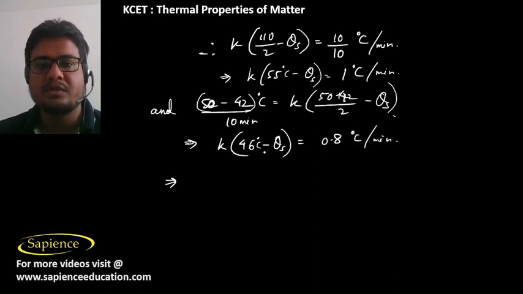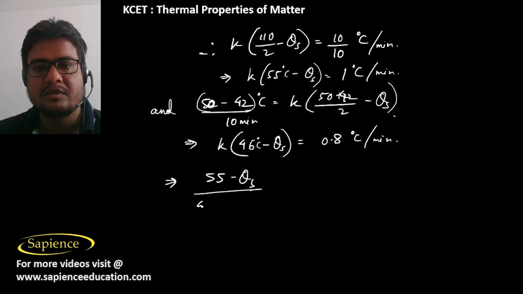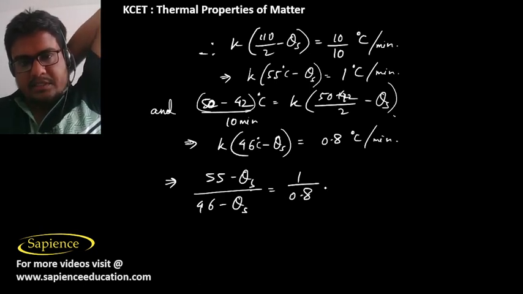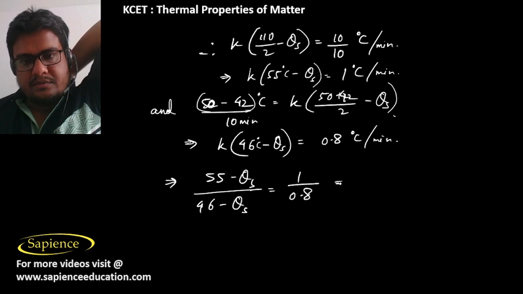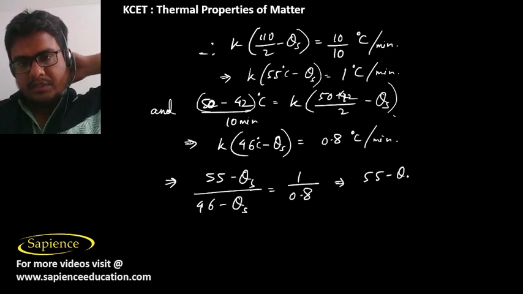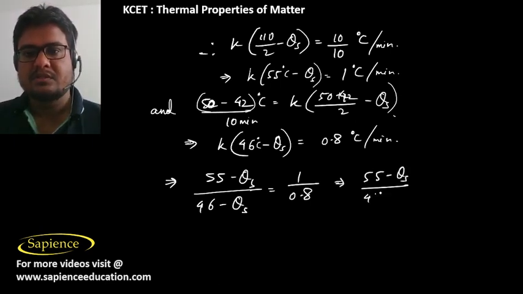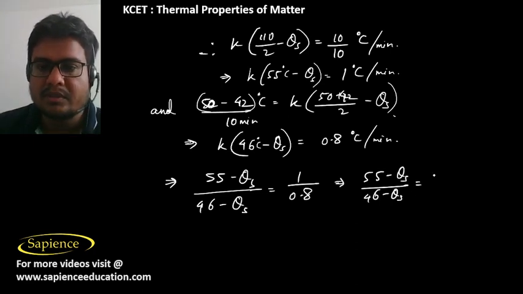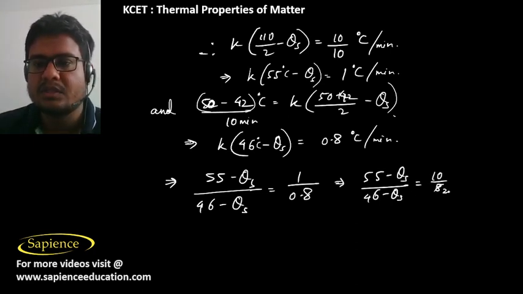So if we take the ratio of these two, K will get cancelled. Then we will have 55 minus theta s divided by 46 minus theta s equal to 1 by 0.8, which means 10 by 8. From here theta s we can find.